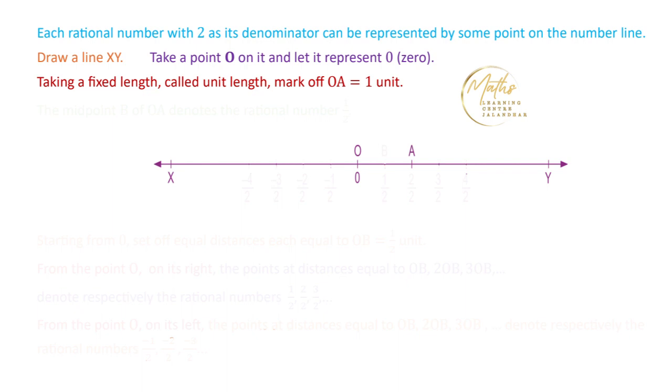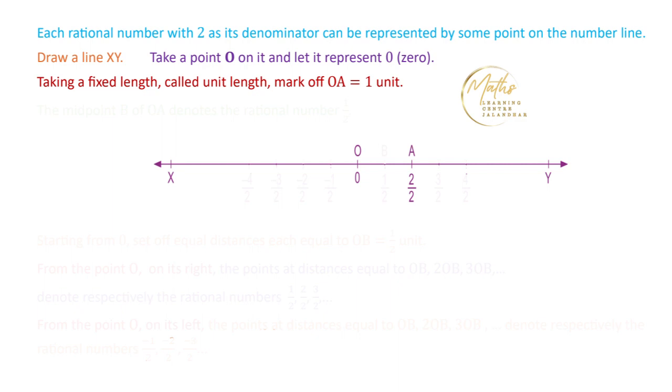This point A basically represents 1, but we are writing the rational numbers in the form so that they have denominator 2. So 1 we can write as 2 by 2. This point A represents 1, but since we are talking about all rational numbers with denominator 2, A is 2 by 2.